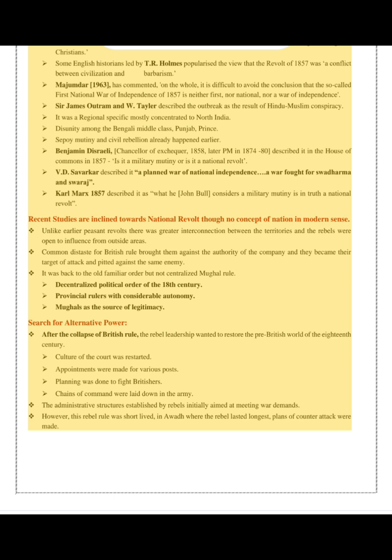Some English historians led by T.R. Holmes popularized the view that the revolt of 1857 was a conflict between civilization and barbarism. Majumdar, 1963, has commented, on the whole, it is difficult to avoid the conclusion that the so-called First National War of Independence of 1857 is neither first, nor national, nor a war of independence. Sir James Outram and W. Tyler described the outbreak as the result of a Hindu-Muslim conspiracy.